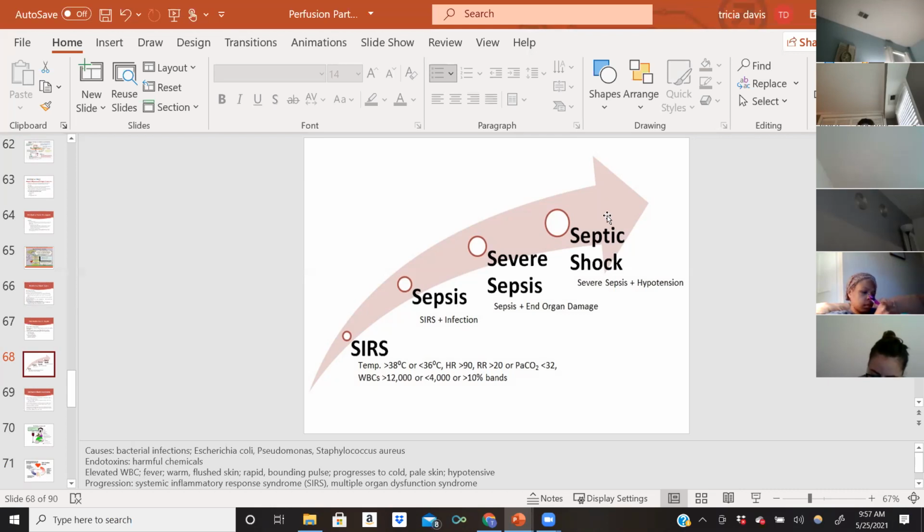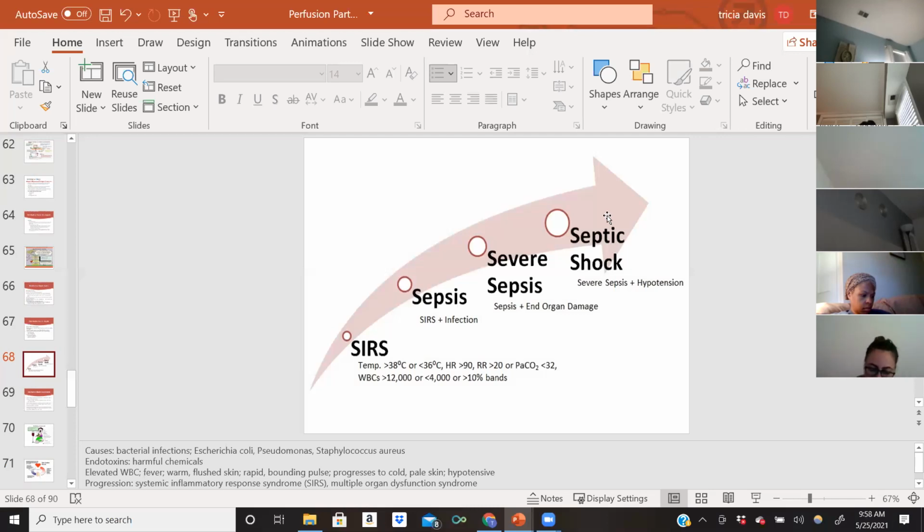So we would see less than 4,000 in our patients who are neutropenic, so our cancer patients that don't have any white blood cell counts at all. They're at a very high risk of getting some type of bacterial infection that can kill them. So they could have all these symptoms, but they could be neutropenic. They don't have any white blood cells. So that is going to be your SIRS.